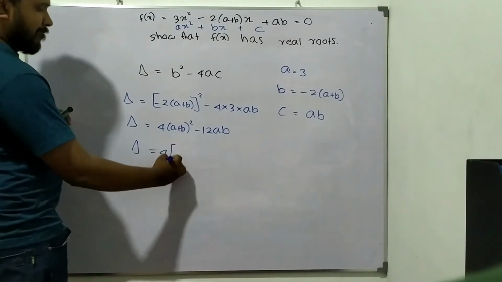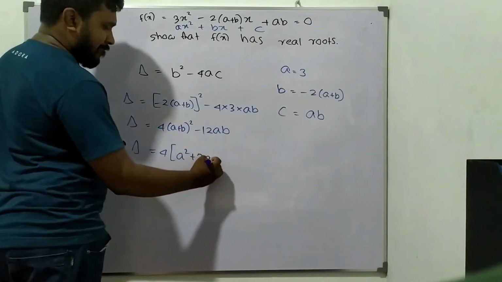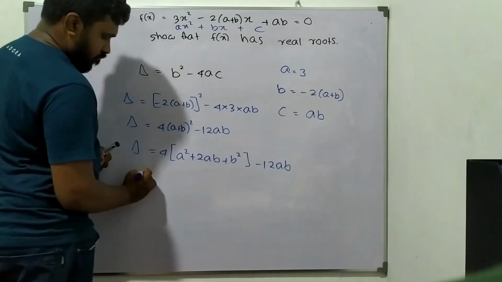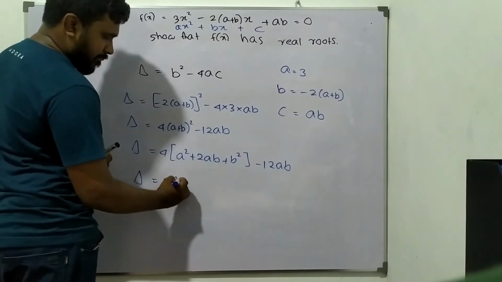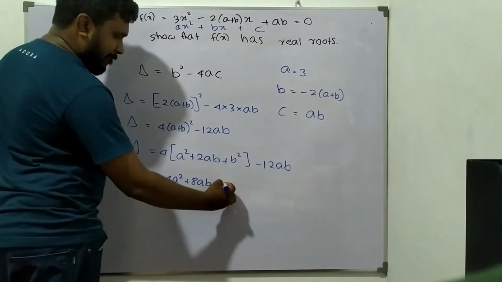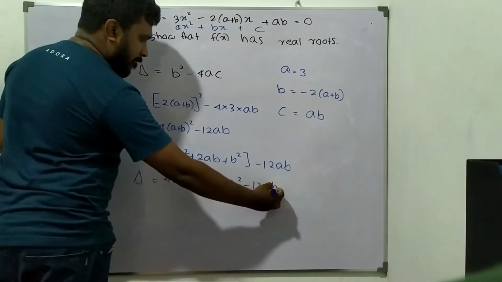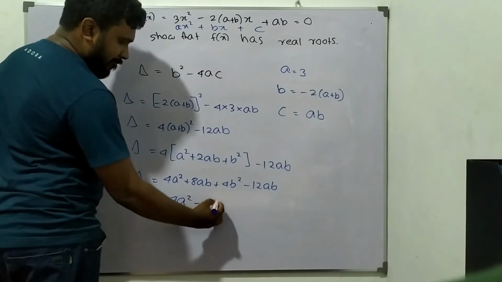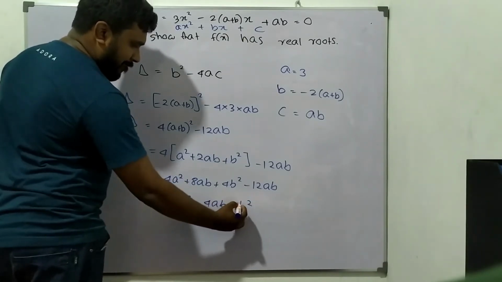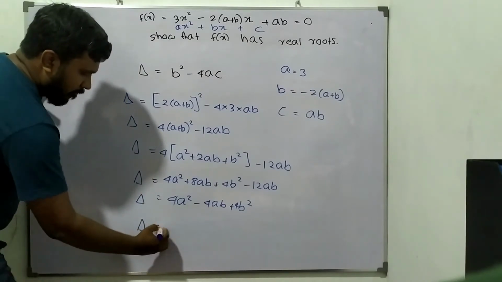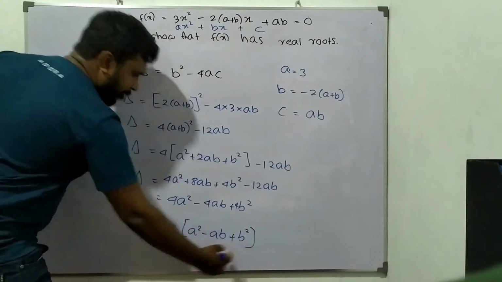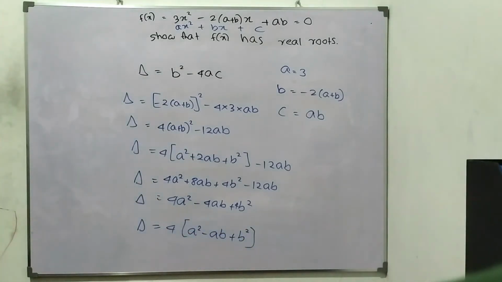So you can expand now: 4a squared plus 2ab plus b squared. When you expand the bracket, 8ab plus 4b squared minus 12ab. Okay, then it's minus 4ab plus 4b squared. 4 can be taken out: a squared minus ab plus b squared. So we have to show this discriminant is greater than or equal to 0.